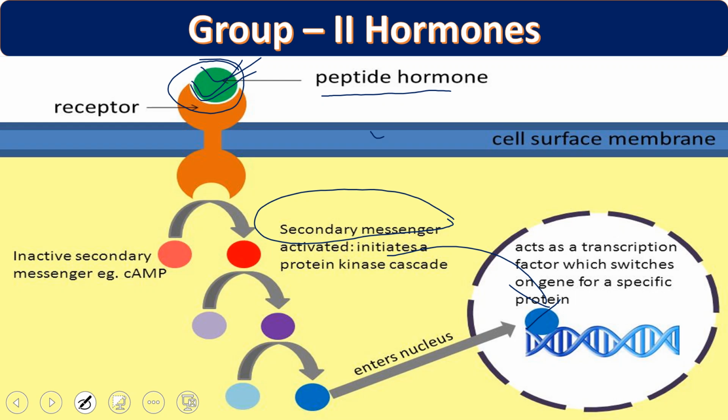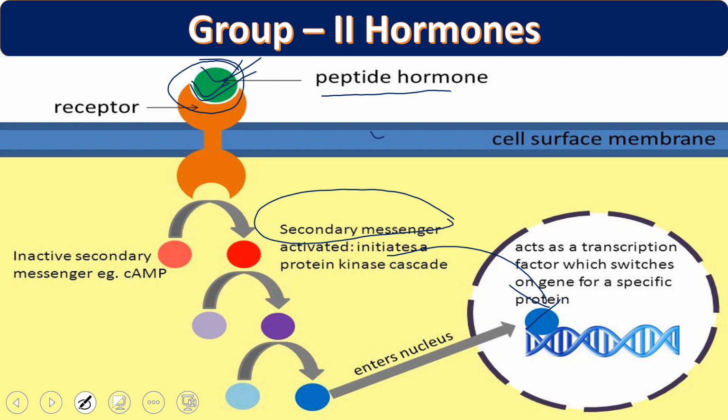Means in the case of group 2 hormones, the hormone cannot enter into the cells, into the cytoplasm. So they will bind to a receptor present on the plasma membrane. They activate another messenger in the cytoplasmic portion of the cells, which is called secondary messengers. And then the secondary messenger is activated through different channels and ultimately goes and works on genes.